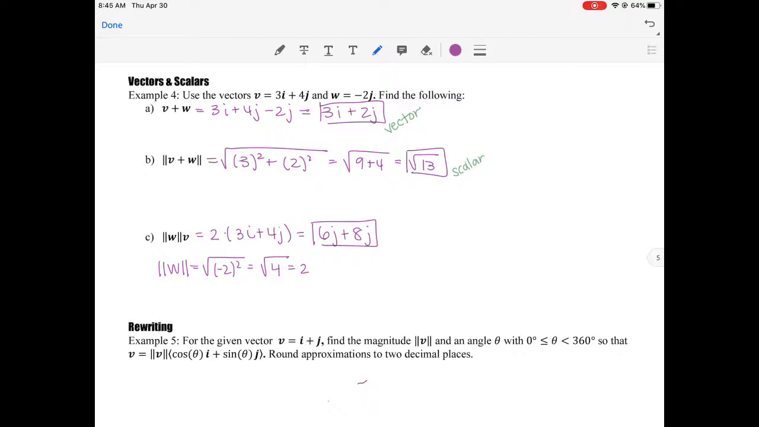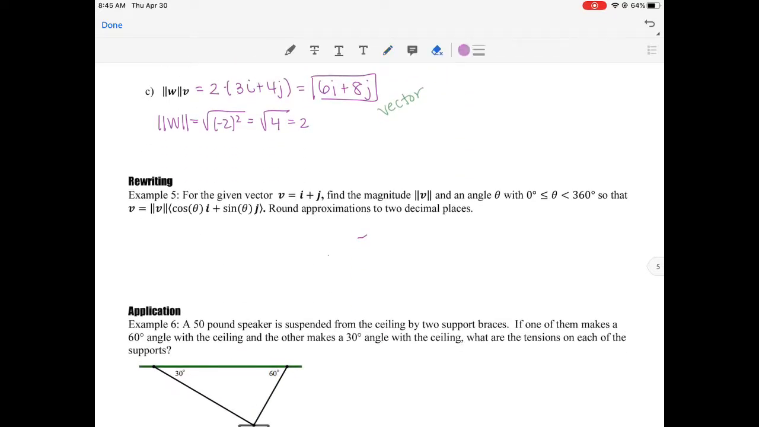So even though we had a scalar out front, since we multiplied that scalar by a vector, this is a vector, right? It has components, it has a direction. And I definitely accidentally wrote j twice, so let's change that to an i real quick. 6i plus 8j. Right, if it has the direction along with the length, then it's a vector. Remember, scalar is just a length. Okay, let's look at the next one.